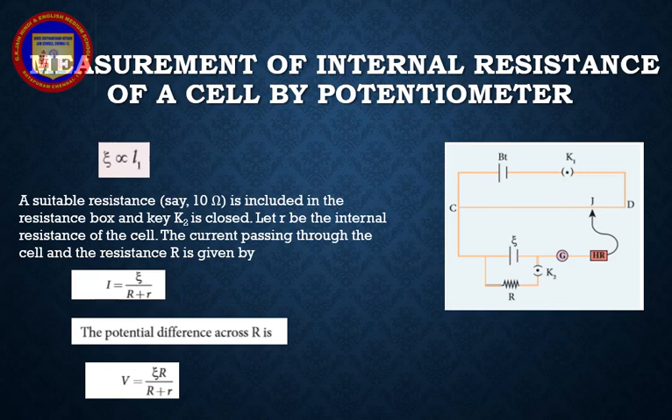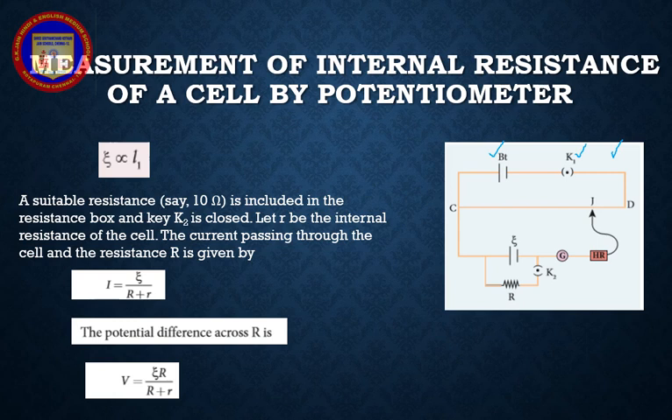Next is measurement of internal resistance of a cell by potentiometer. To measure the internal resistance of a cell, the circuit connections are made as shown in the diagram. The end C of the potentiometer is connected to the positive terminal of the battery BT and the negative terminal of the battery is connected to the end D through a key. This forms the primary circuit.